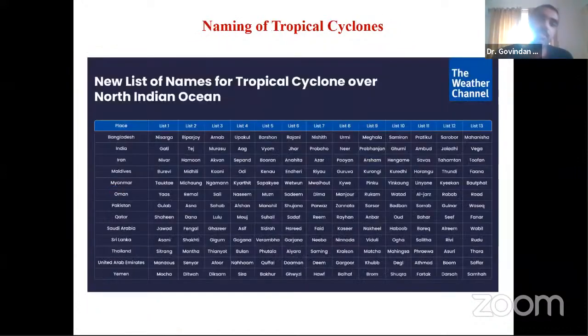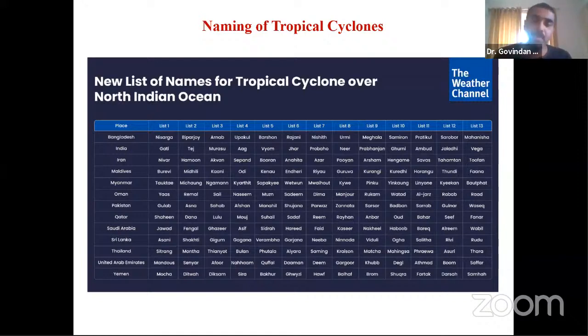Next slide. So this is about the naming of tropical cyclones. People may wonder how we name every cyclone that forms over the Bay of Bengal or Arabian Sea. We used to hear names like Amphan, Nisarga. Where do the names come from? Is it random, some people sitting somewhere randomly choosing the name of the cyclone? Actually, it is not the case.